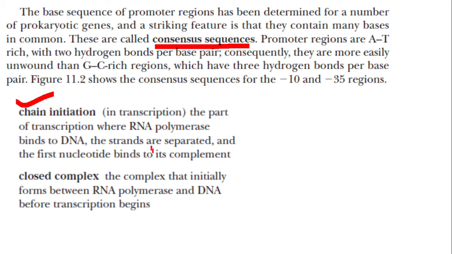And of course, the parent DNA strands are transiently separated at that point only, forming a transcription bubble. And the first ribonucleotide binds to the complementary position on the DNA, forming the first ribonucleotide part. And a closed complex is the complex that initially forms between RNA polymerase and DNA before the beginning of transcription. That is the closed complex.